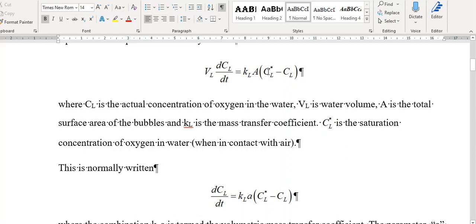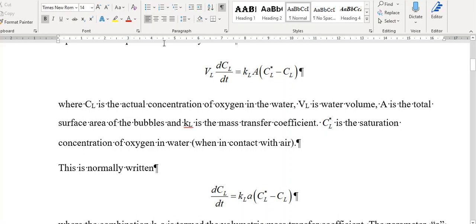And this would be just, you would know this. So here we have a little mass balance for the aeration of a tank of water, say, with air. And you would have done this in BE272. So this was your starting point.